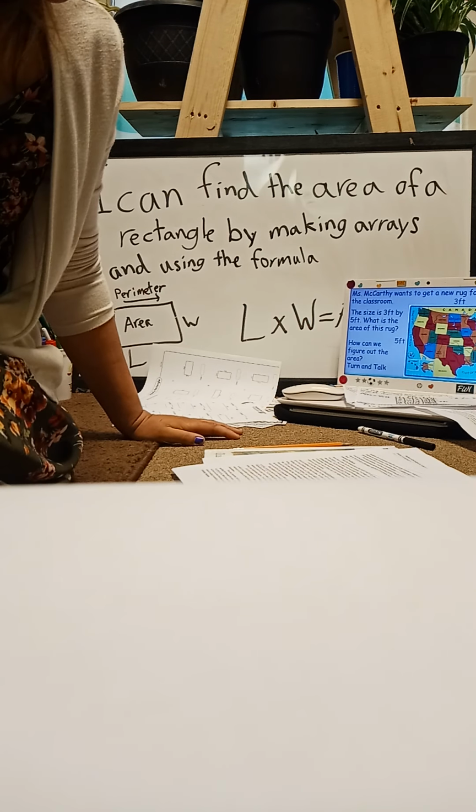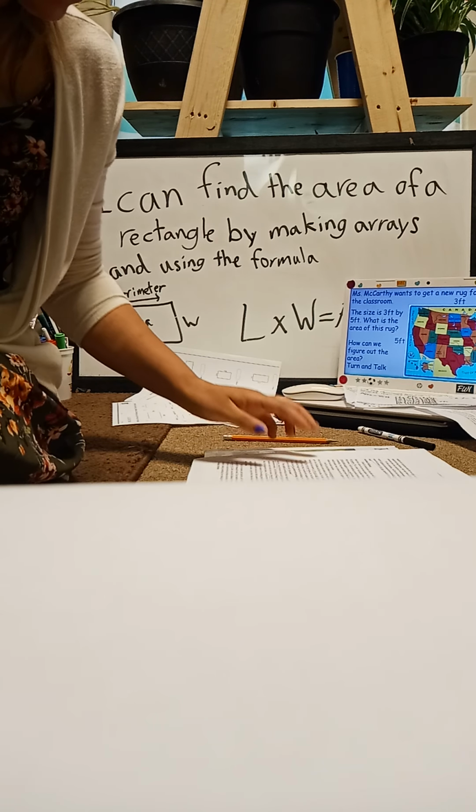For some questions, like I used for the rug, I would have them turn and talk to their partner. Sometimes I would use the popsicle sticks and call their names. And then sometimes I had the students call out an answer, like call out the whole answer as a whole group.